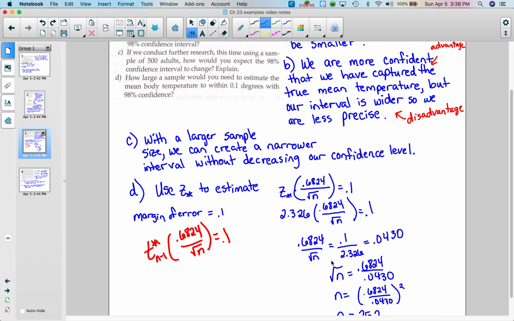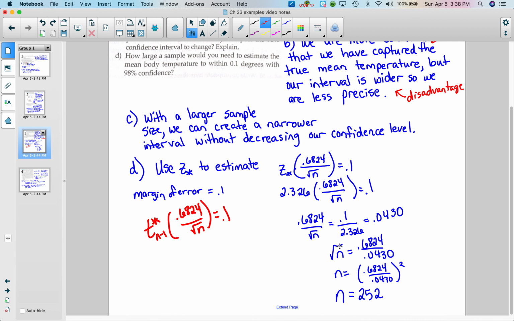I showed the work here. You can pause the video and look through that if you want to see what I did. I'm not going to talk all the way through it, but when you do, you get 252 for your value. And remember, you always round up.